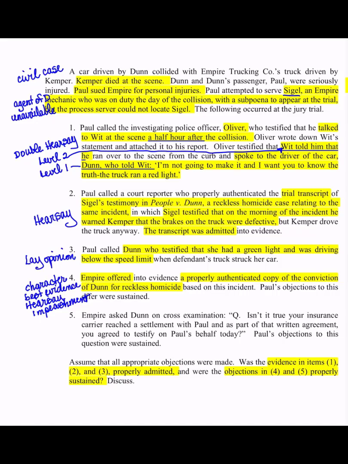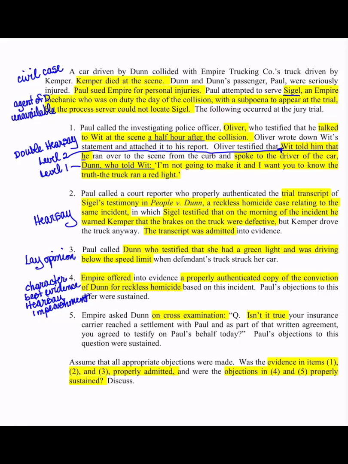Empire asked Dunn on cross-exam, "Isn't it true your insurance carrier reached a settlement with Paul, and as part of that written agreement, you agreed to testify on Paul's behalf today?" Paul's objections to this question were sustained. Okay, let's talk about the objections. How about leading question? That's one that suggests an answer, and this one does, but the problem is that leading questions are proper on cross, so that leading question is okay.